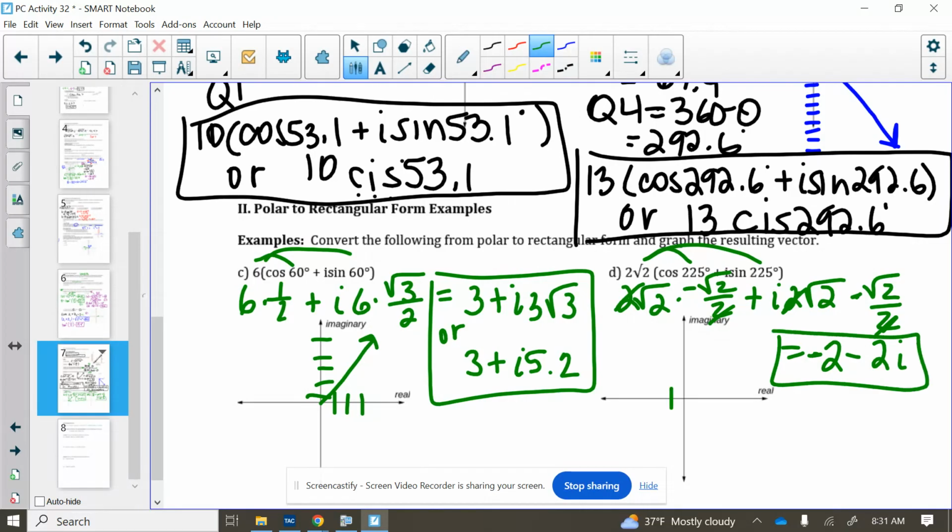And so this time we're going to the left 2 and down 2 for our vector when we graph it.